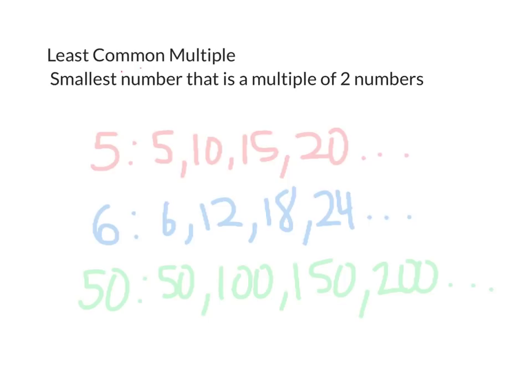So the multiples of 5 are going to be 5, then 10, then 15, then 20. Multiples of 6 are going to be 6, 12, 18, 24. Multiples of 50 are going to be 50, 100, 150, and 200. You just keep on adding more and more, and you're going to keep getting more and more multiples. Each time you're multiplying by 1, then 2, then 3, then 4, and so on. If you do that, you've got a multiple of a number. So that's the first thing.